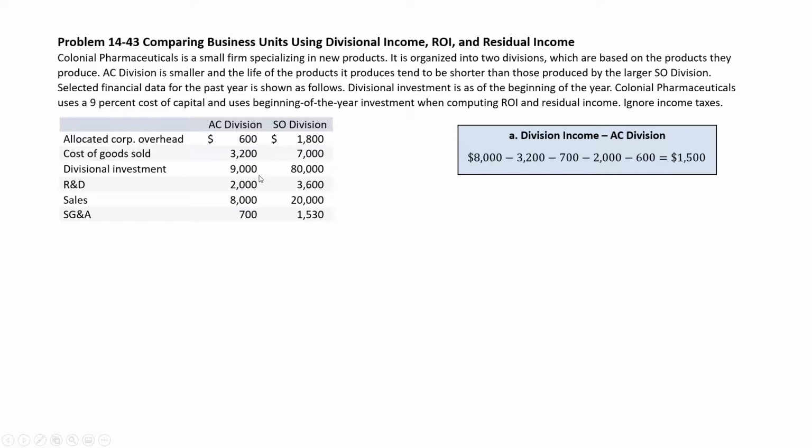You will note I didn't subtract out divisional investment. It's not a cost or an expense. It's the amount of our asset base. So that's not something I would subtract out.